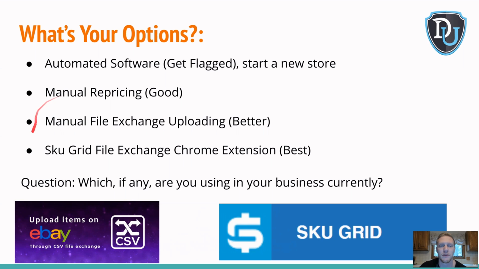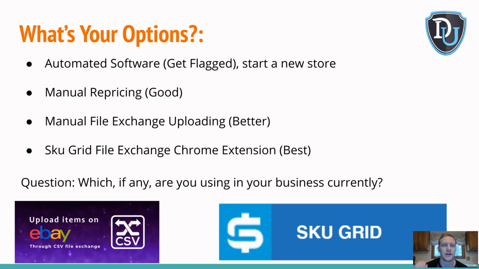Then there's the manual file exchange uploading. This is when you connect SKU Grid to your items, just the URLs of your items, Walmart.com, HomeDepot.com, whatever you're using as a supplier. You connect it to them. As the prices change, it'll track that, put it into a manual file exchange uploadable file, and then you can upload it to eBay yourself. It'll email it to you. So that is also pretty tedious, pretty hands-on, but it is a lot more automated than checking every item by yourself. So I don't see why you wouldn't want to do that.